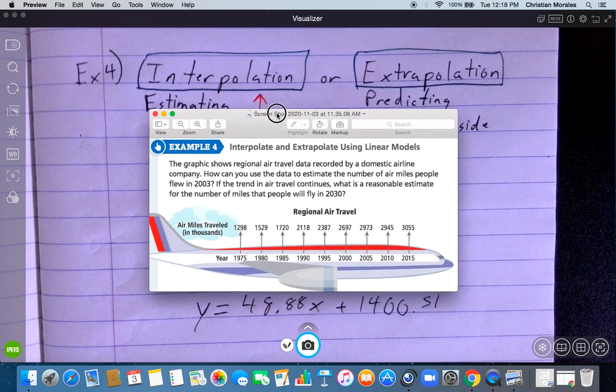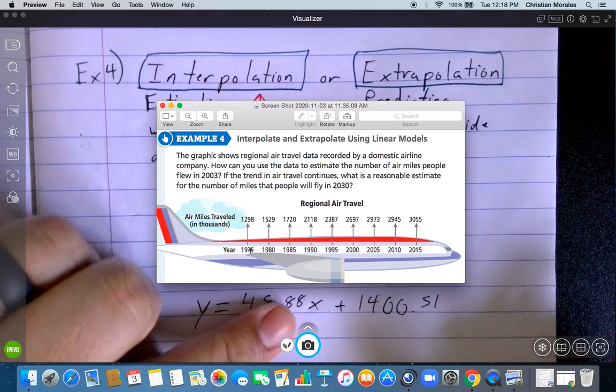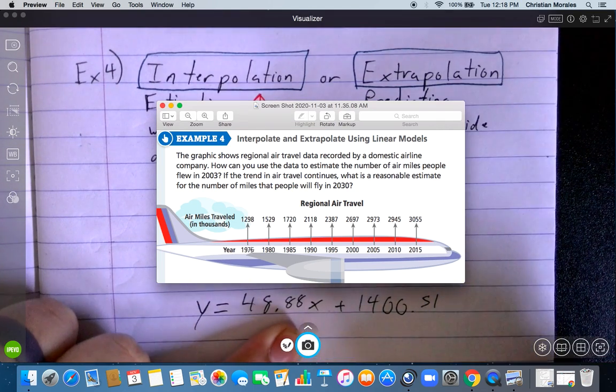All right, now, here's what we're gonna do with it. They're asking us, estimate the number of miles people flew in 2003. Well, there is no 2003, right? What are we using? Interpolate or extrapolate? We're gonna interpolate. Because this is within the data, we wanna know what happened in this year right here. We're gonna use this equation. We're gonna plug in a number to represent 2003. Now, 2003, that would be 28 years since 1975. So what we're going to do is simply take the x, we're going to replace x with 28.